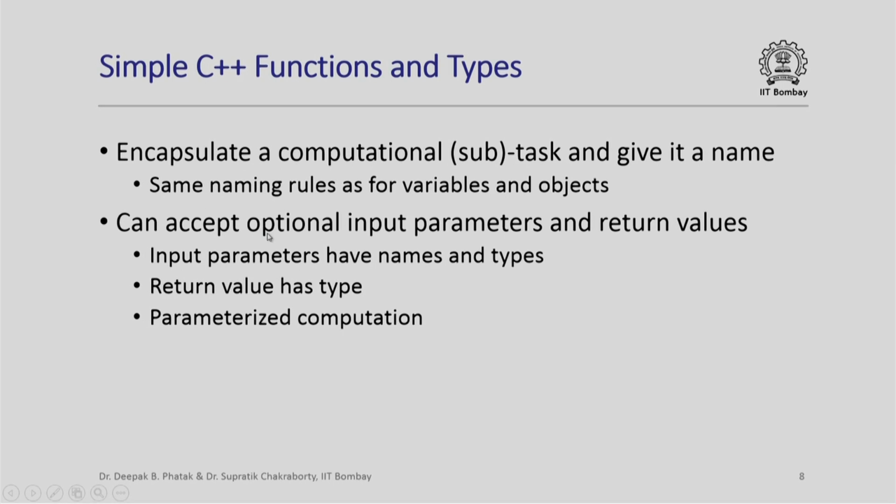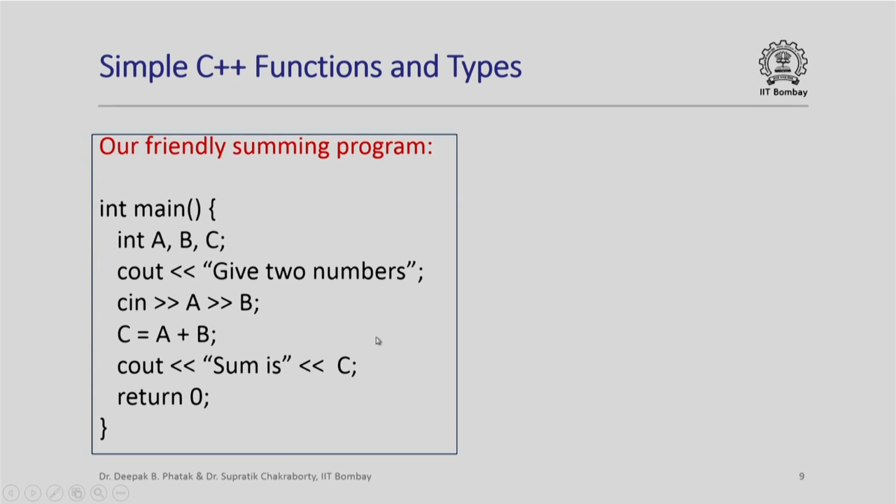Now, a function can also accept optional input parameters and it can return values, but these input parameters must again have names and they must have types, and similarly the return value must have a type. And of course, when a function has parameters, what it represents is a parameterized computation. We will quickly see an example of this.